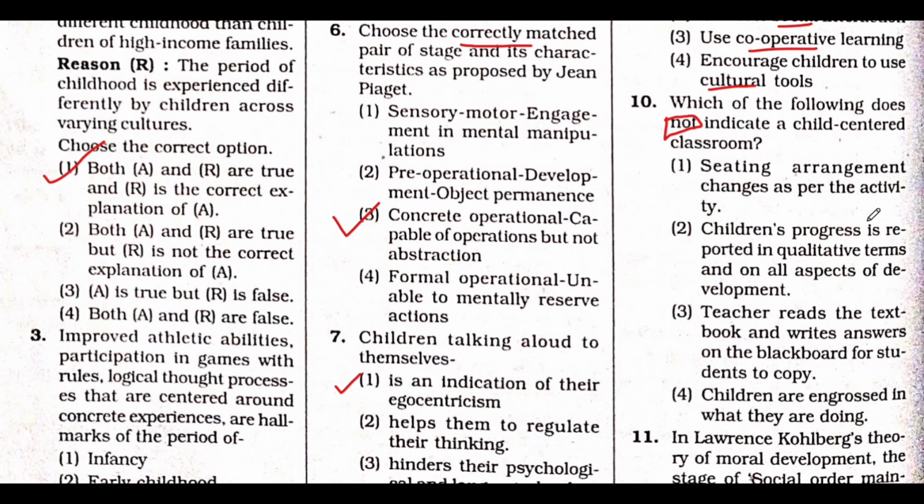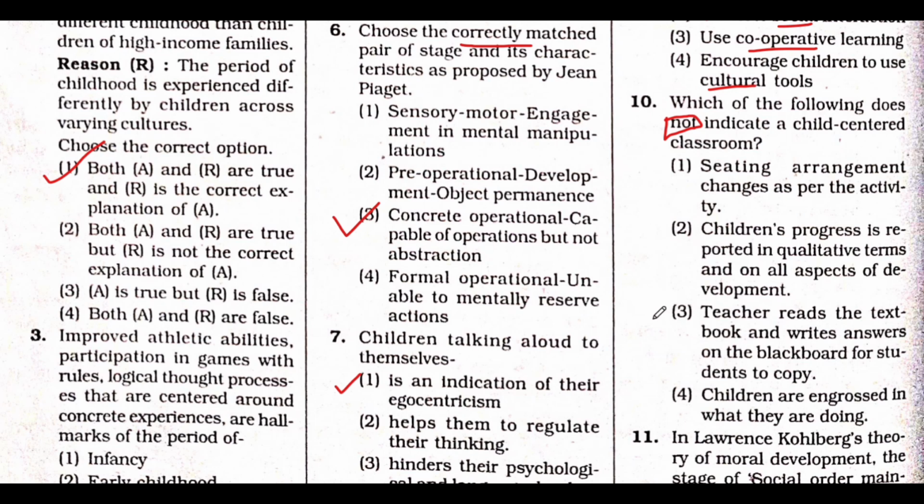Sitting arrangement changes as per activity. Children's progress is reported in qualitative terms and on all aspects of development. Teacher reads the textbook and writes answers on the blackboard for students to copy. Children are engrossed in what they are doing. So which of the following does not indicate a child-centered classroom? Which means according to this question, which one is teacher-centered and not child-centered? That is what you have to answer. So what do you see?